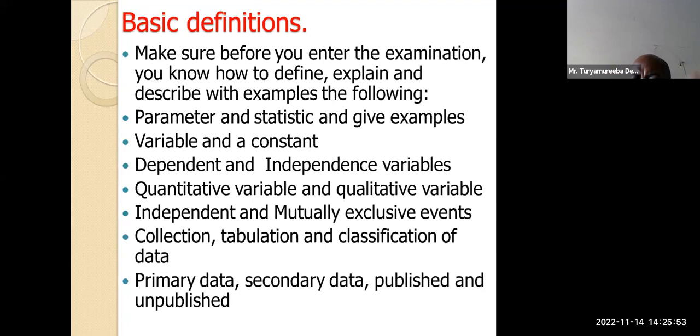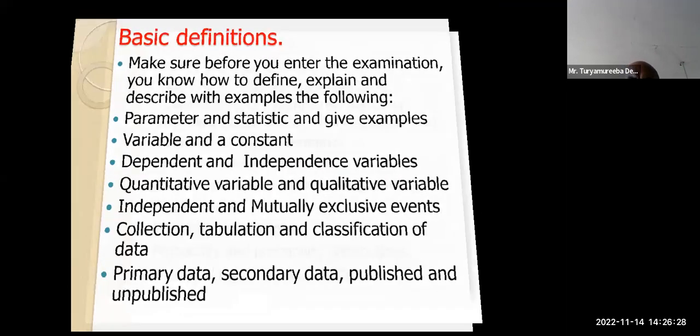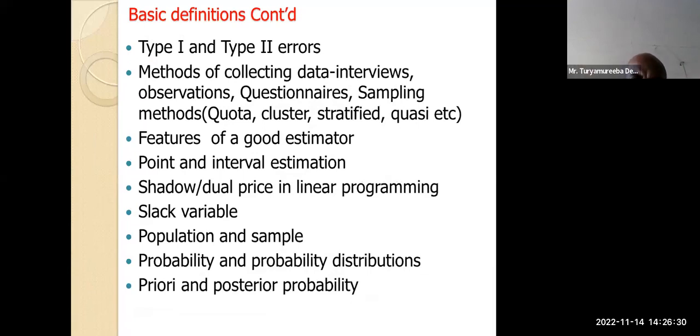A dependent and independent variable. And to always know that independent variables are plotted on the horizontal axis if we are drawing a graph. You have to know what is a quantitative variable and a qualitative variable. You have to know what is independent and mutually exclusive event. You have to know what we mean by collection of data, tabulation of data, classification of data, and why we do it. You have to know the difference between primary data, secondary data, published and unpublished data, so that when you are interpreting data, when you are talking about the decision, you know what you mean.